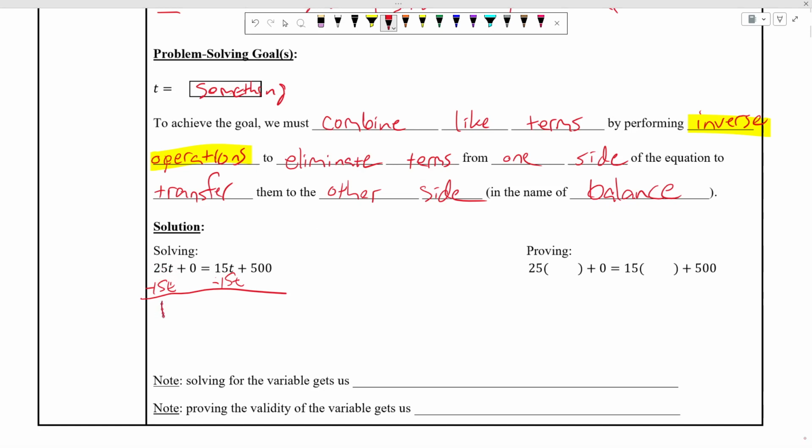25t minus 15t equals 10t. Let's see, plus 0. I don't really have to worry about the 0, so that's nice. And then 500. Okay, nice. Let's see. Okay, and if I divide by 10, I undo that multiplication, divide by 10, t equals 50.